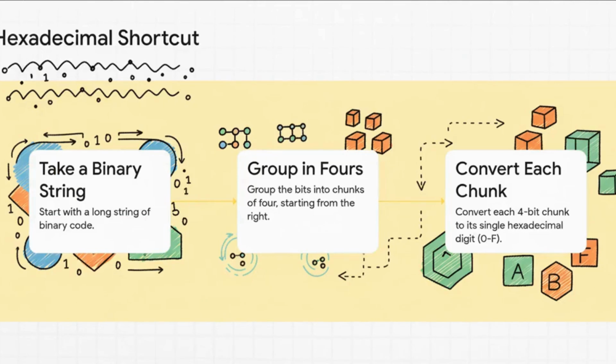And this is where hexadecimal just shines. It is such an elegant shortcut. You take that big, ugly binary number and you just break it into little groups of 4 bits. And here's the beautiful part. Because 16 is a power of 2, every possible 4-bit chunk maps perfectly to a single hexadecimal digit. It's just a clean one-to-one translation.